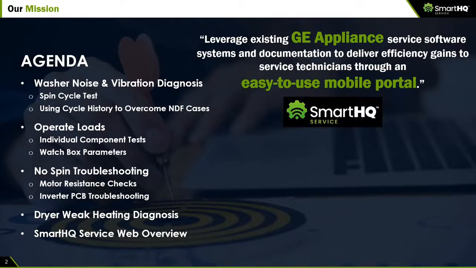We're going to move on then from there to the dryer and diagnose using the SmartHQ service app. We're going to diagnose a weak heating condition. So that's going to be really cool. You're going to get to check that out. And last but not least, we are going to give you an overview of the brand new product we recently launched, which is SmartHQ Service Web.